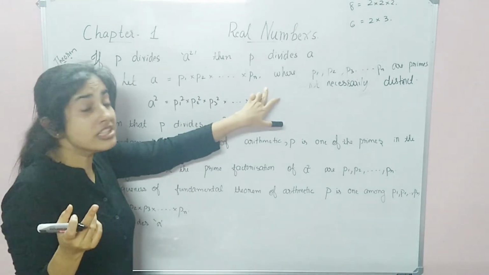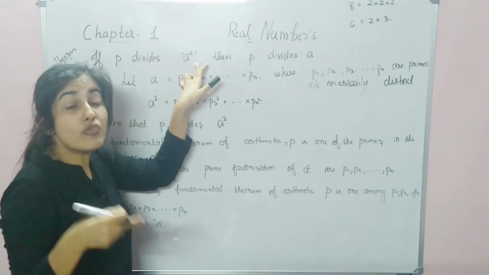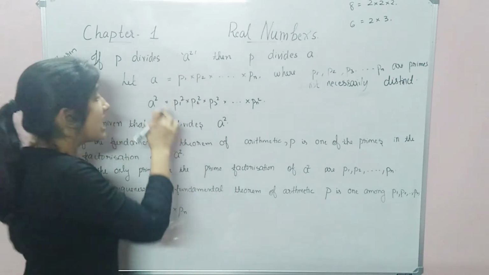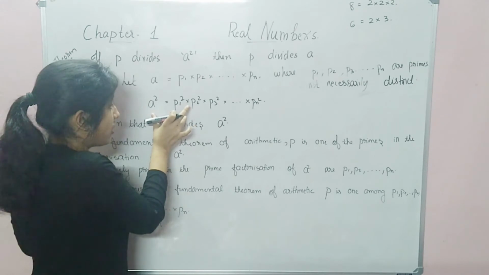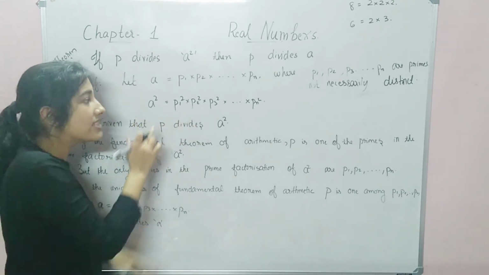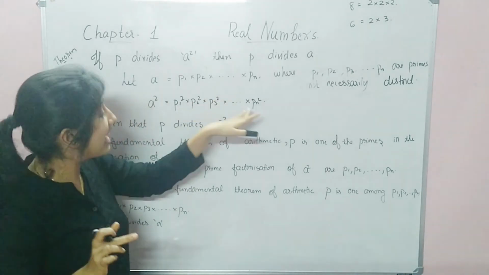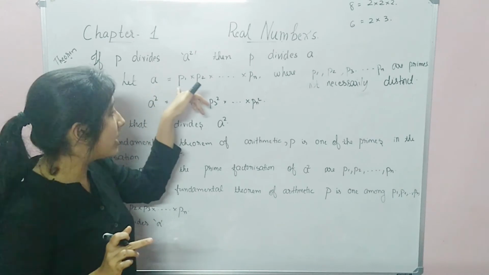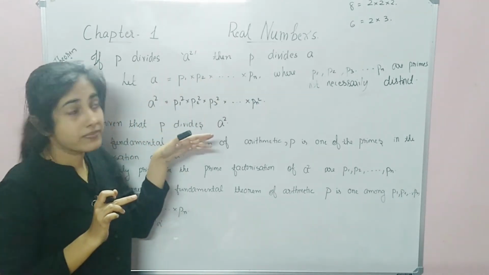But in the statement of the theorem, it's given P divides A square. So we are interested in knowing what A square is. If we know what A is, squaring A we get A square. A square equals P1 square into P2 square into P3 square etc. into Pn square.